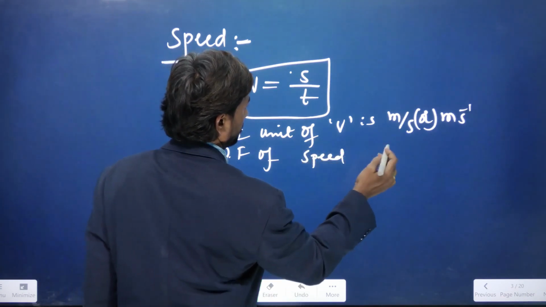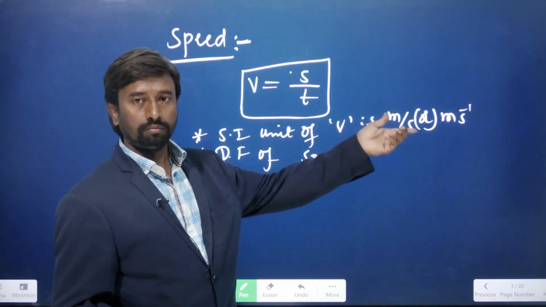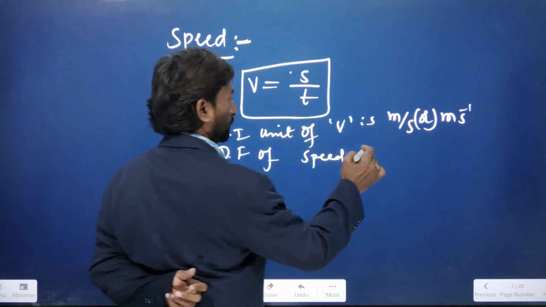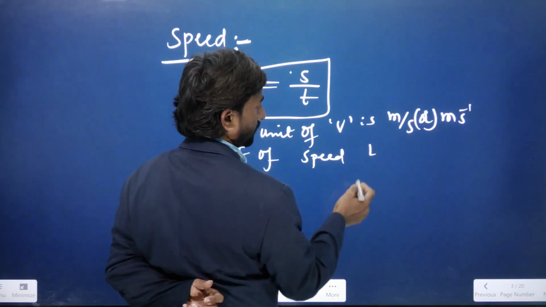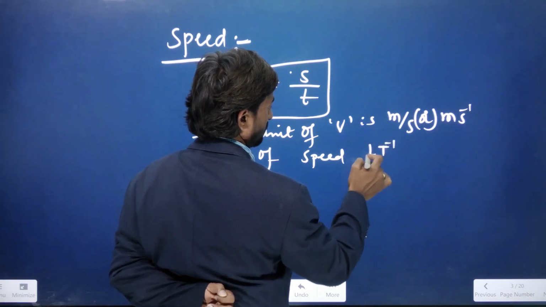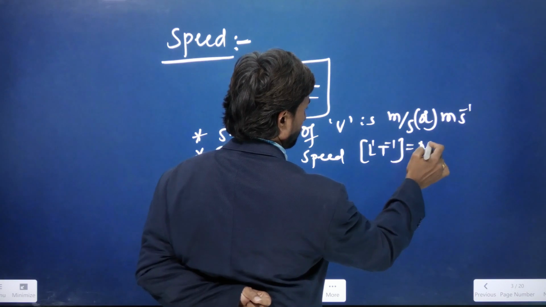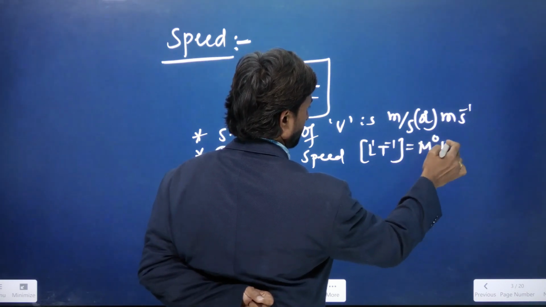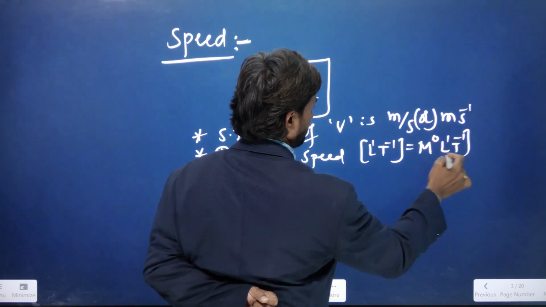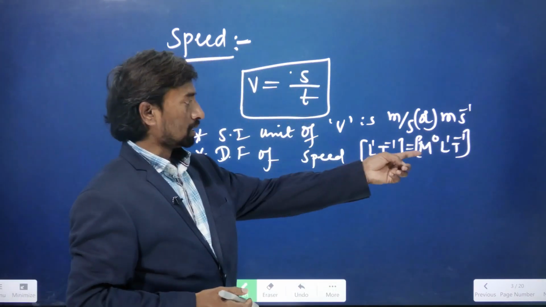Here, how can we get the dimensional formula? Always from the SI unit. Meter means L divided by time T. So if you write it in the numerator, L T power minus 1. So L power 1 T power minus 1, or it can also be represented like this: M power 0 L power 1 T power minus 1. M power 0 value is 1 only, no? Because here a mass term is not there.